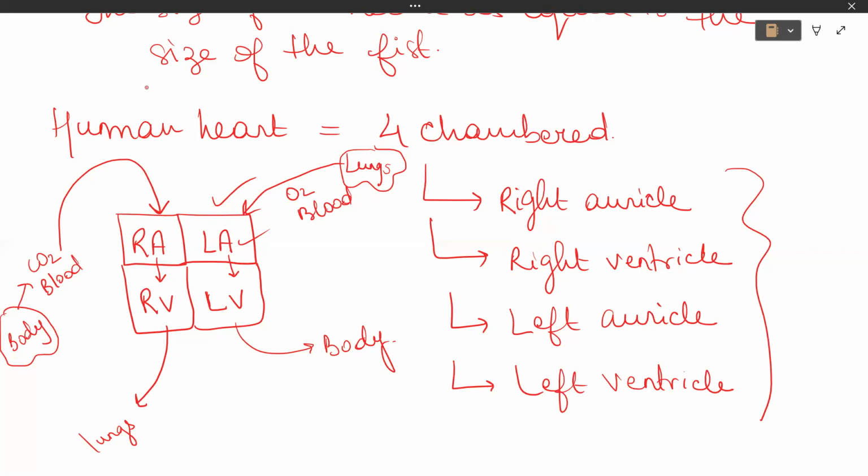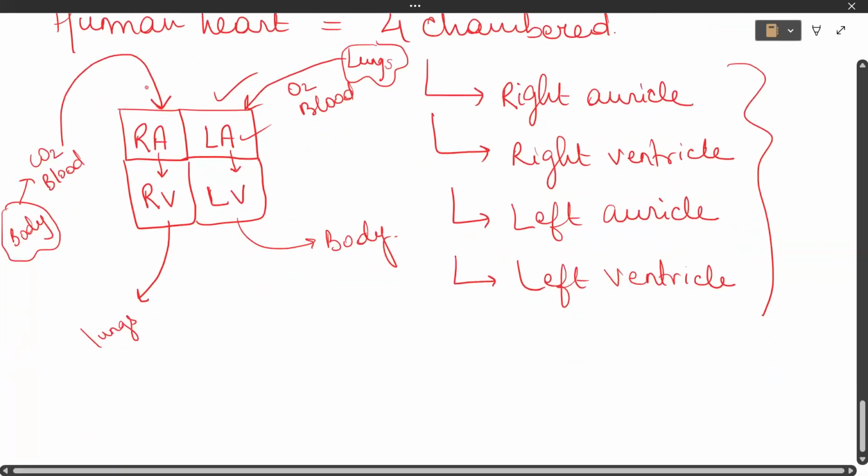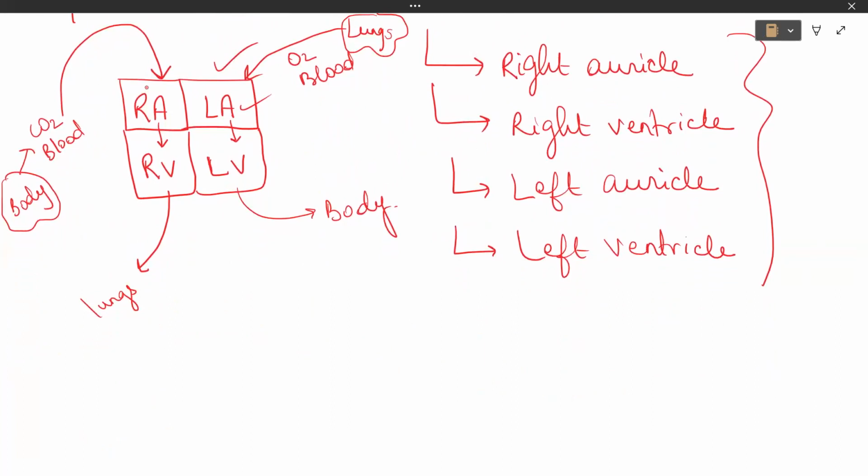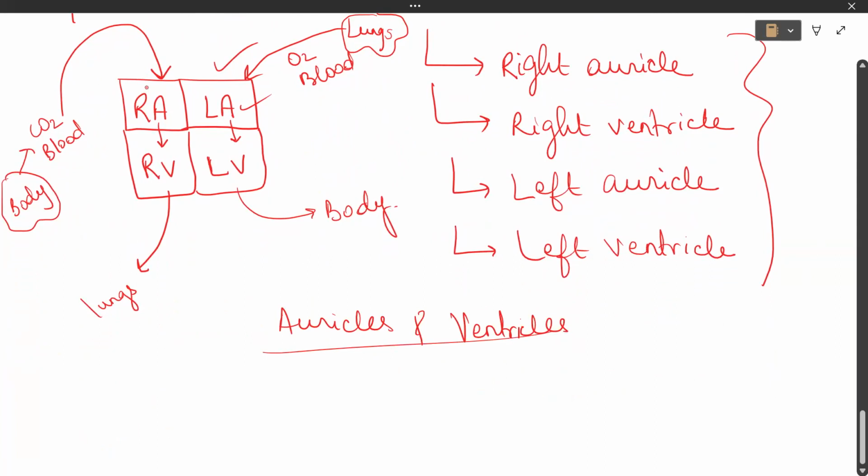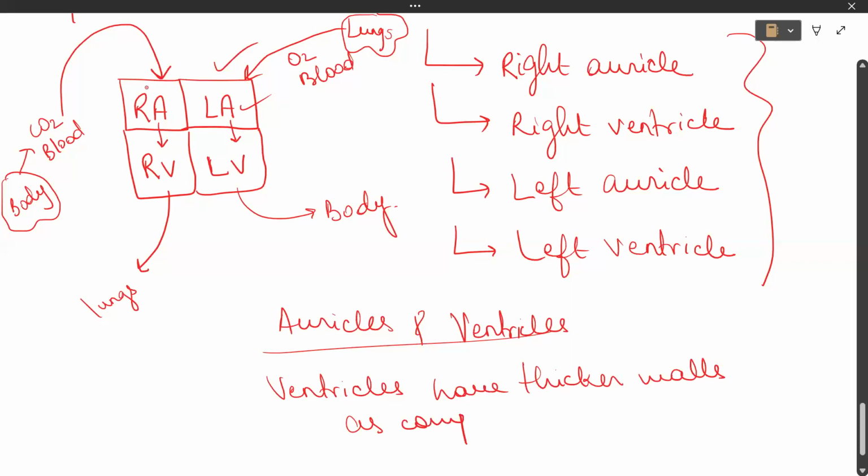Okay. Now, this was how the blood is transported. Now talking about the structures, which are auricles and ventricles. Amongst them, you must know this one fact, which is that the ventricles are thicker than the auricles. You can write that ventricles have thicker walls as compared to auricles. The reason behind this is that the ventricles need to pump more blood and they need to pump it to different organs. That is the reason why the ventricle walls are thicker as compared to the auricles.